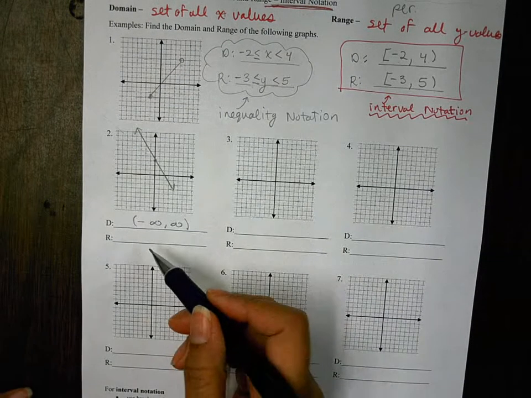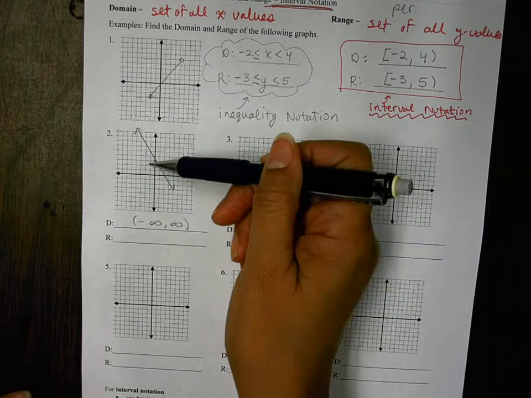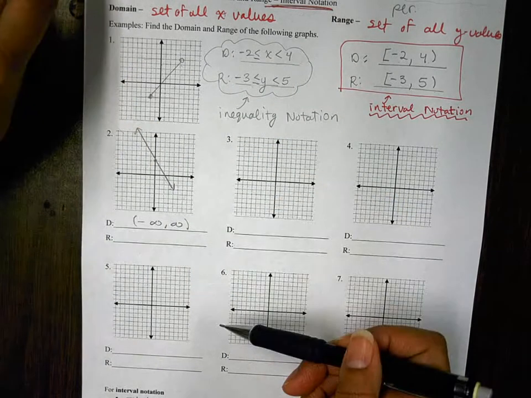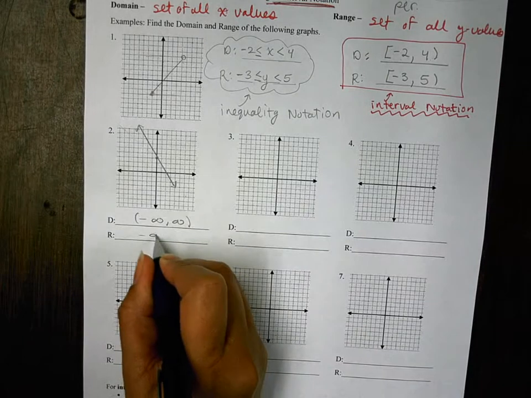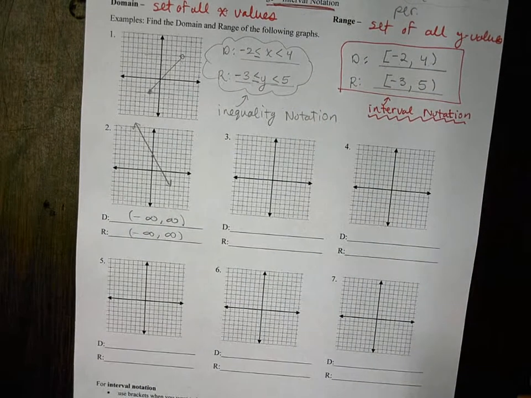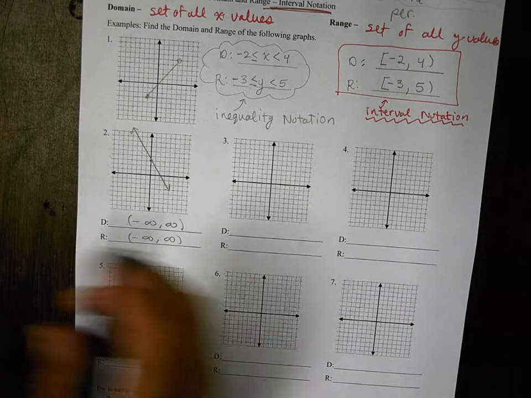Okay, range is up and down. The graph is going down forever and upward forever. So you would say also -infinity to infinity. Okay, that one was a little easier. So let's try another one.